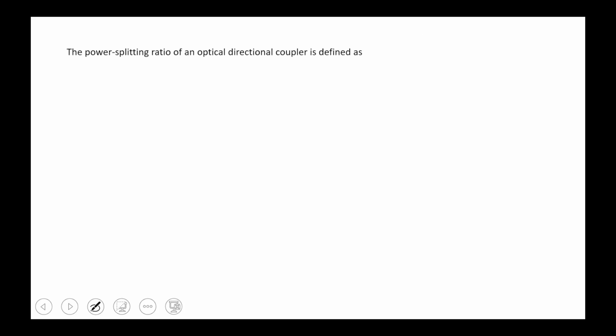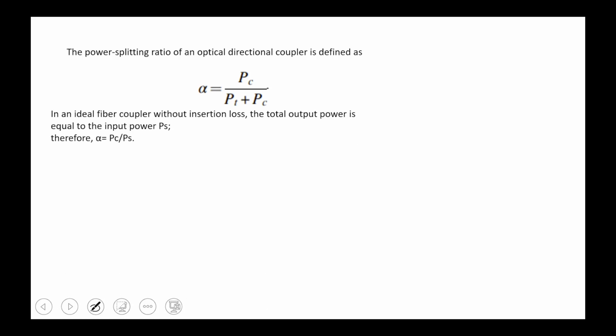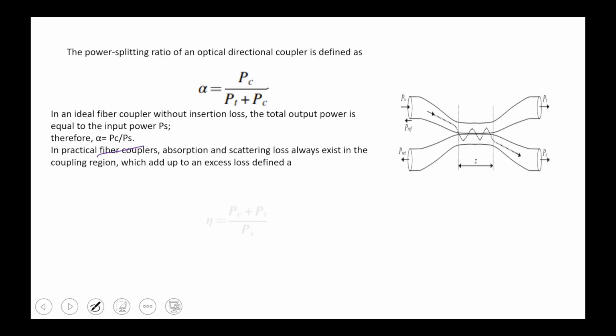So the power splitting ratio of the optical coupler is defined as PC upon PT plus PC. In ideal optical power without insertion loss, the output power can be given as alpha equal to PC, beta PC. So this is the coupler. PS is the signal, PR is the reference, the reflected power here. This is PT, the transmitted power. This is PC, the coupled power. So here we combine or split the power signal through it only. This is the coupler, where the signal can be split or combined.